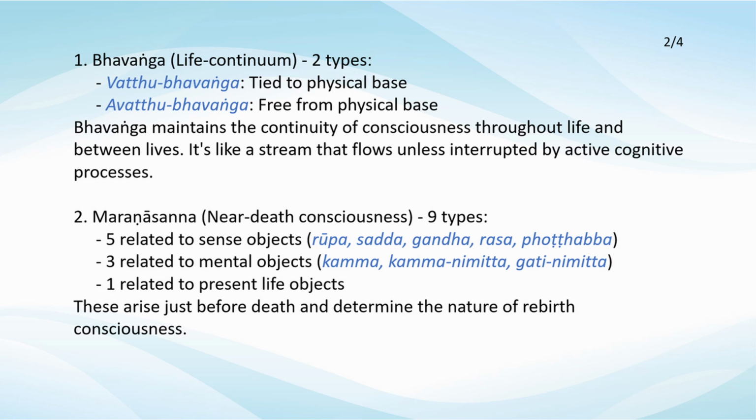Number 2, there is the near-death consciousness. There are altogether 9 types: 5 related to sense objects, 3 related to mental objects, 1 related to the present life object. This arises just before death and determines the nature of rebirth consciousness.